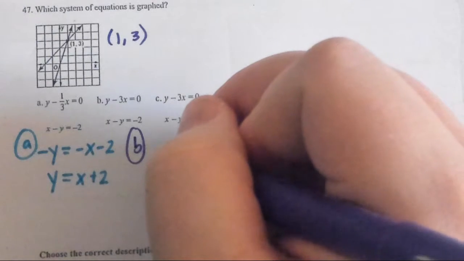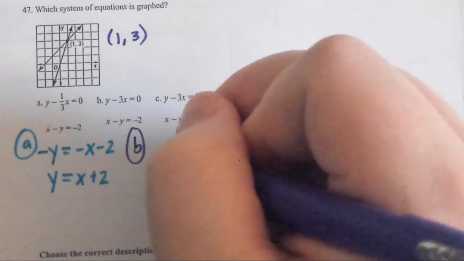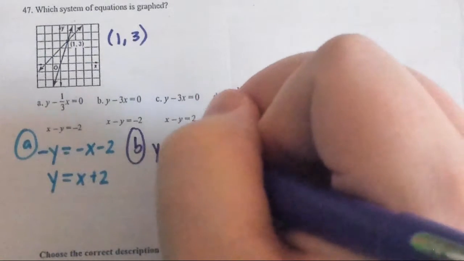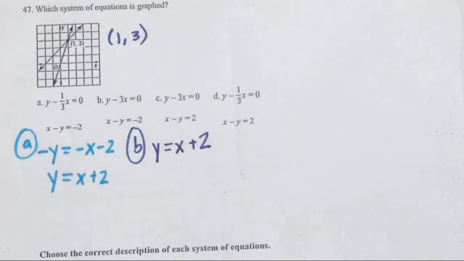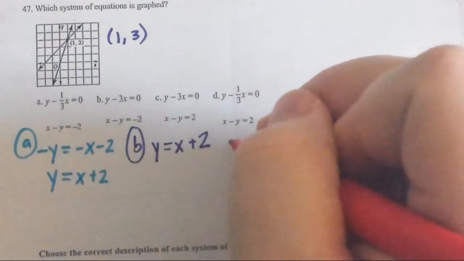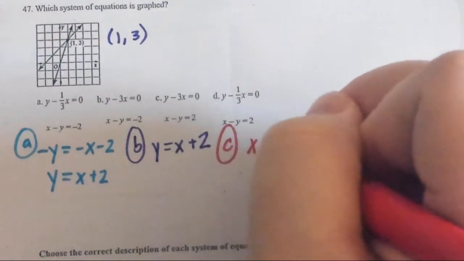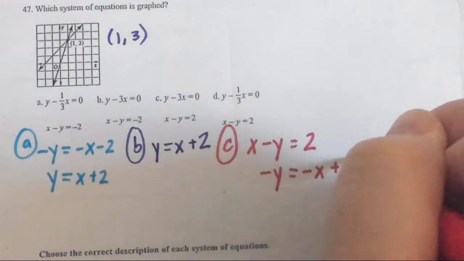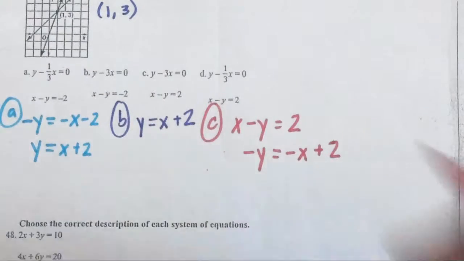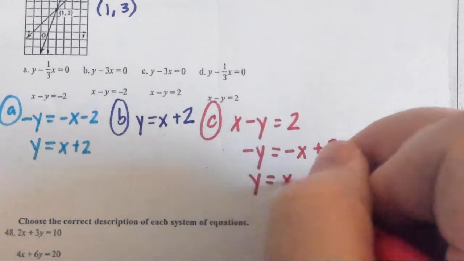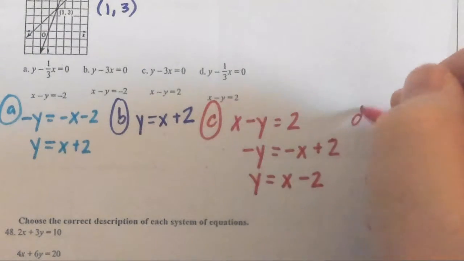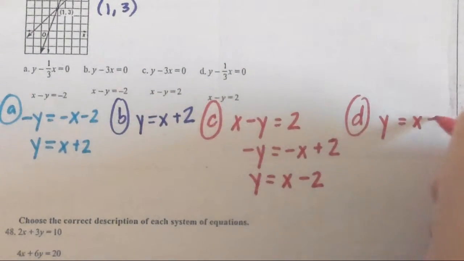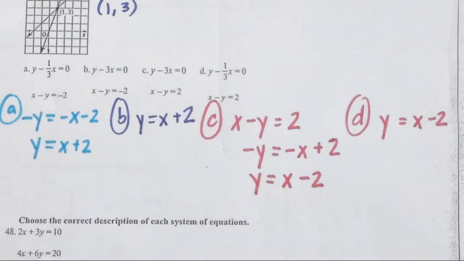If I moved a b around, I would end up with the same thing because a and b are the same for the second equation. So b, the second equation, is still y equals x plus 2. C was x minus y equals positive 2. So when I move the x over and I change everyone's sign, I end up with y equals x minus 2. And the same thing happens with D. The second equation is y equals x minus 2. So now to decide, is one of these lines y equals x plus 2, or is one of these lines y equals x minus 2?